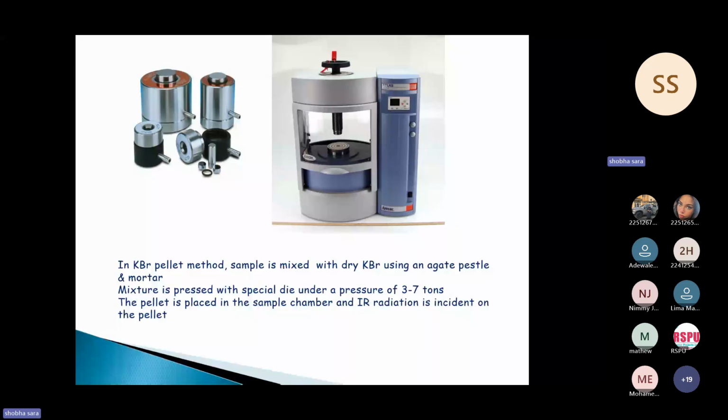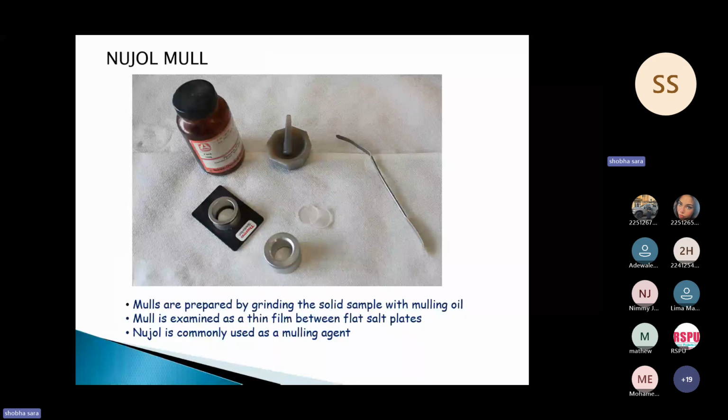Next is the Nujol mull. This is a liquid paraffin. We can mix the sample with this Nujol, which is a liquid paraffin, and make it into a thick suspension or a paste. And you can see these two discs, flat salt plates. We can spread a thin layer on one of them and sandwich it with the other one and press it properly. And this can be presented to the sample compartment. So this is the second option. First one is the KBr pellet. Second is the Nujol mull for solid samples.